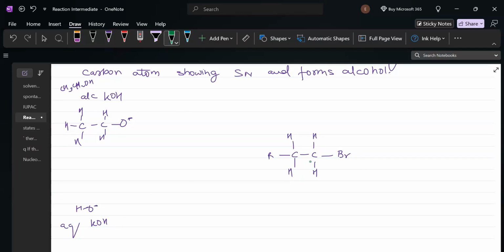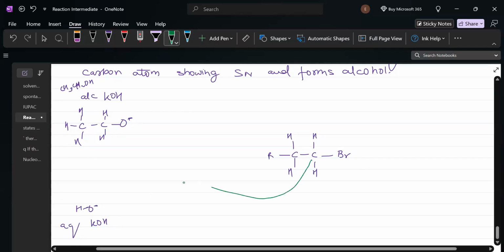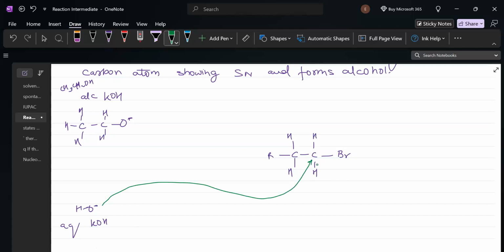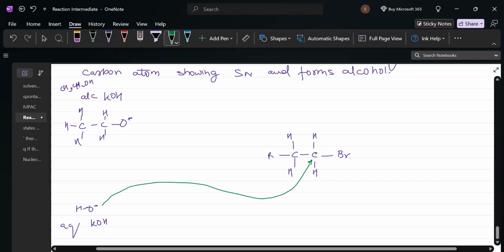This will attack on this carbon atom, right? Yes, sir. This is a nucleophile, and it is attacking on this carbon. May I know why it is attacking on this carbon, not this carbon? Because it's attached to a halogen. Halogen has a partially negative charge, and this carbon has some partially positive charge.